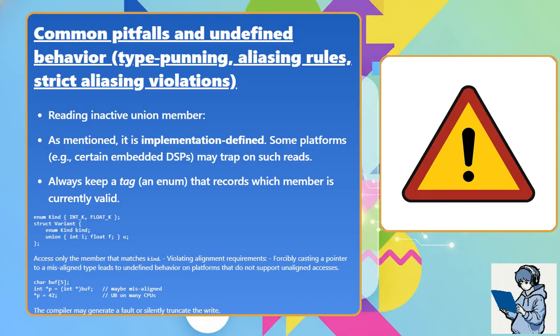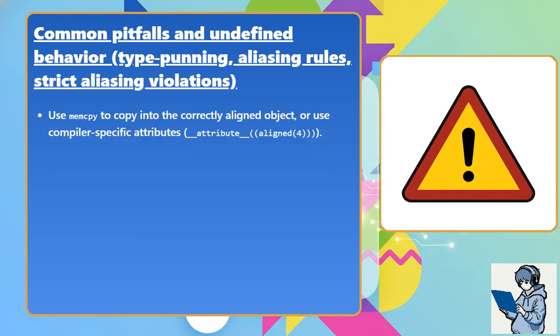Violating alignment requirements. Forcibly casting a pointer to a misaligned type leads to undefined behavior on platforms that do not support unaligned accesses. For example, a character buffer of 5 bytes cast to an int pointer may be misaligned, and writing through that pointer is undefined behavior on many CPUs. The compiler may generate a fault or silently truncate the write. Use memcpy to copy into the correctly aligned object, or use compiler-specific attributes such as the aligned attribute with 4-byte alignment.